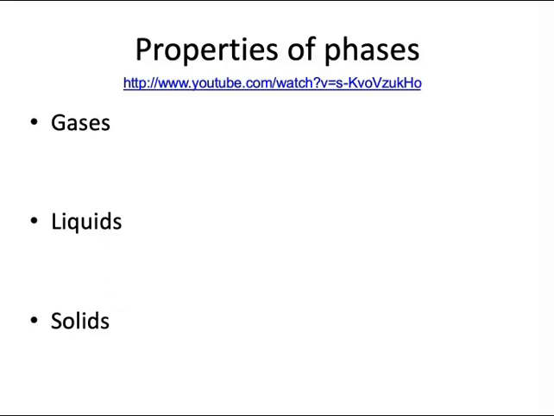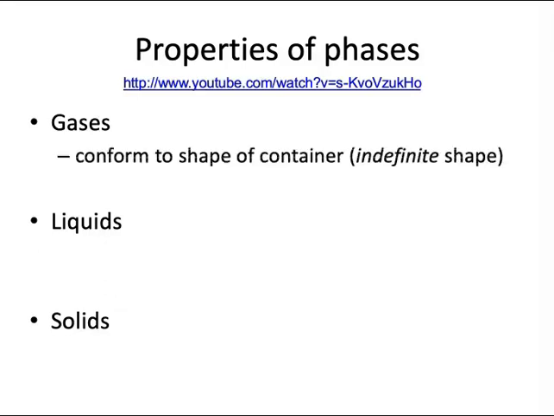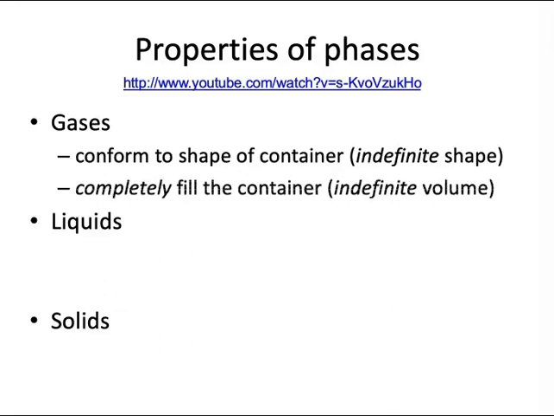Okay, so let's talk about a few of the physical properties of gases, liquids, and solids. First of all, when we looked at that particulate theory of matter, you noticed that gases had a whole bunch of space in between them, and they conform to the shape of the container. We would call that in chemistry indefinite shape. And also the fact that they completely fill whatever container they're in, if you give them enough time to diffuse through the air, that's called indefinite volume.